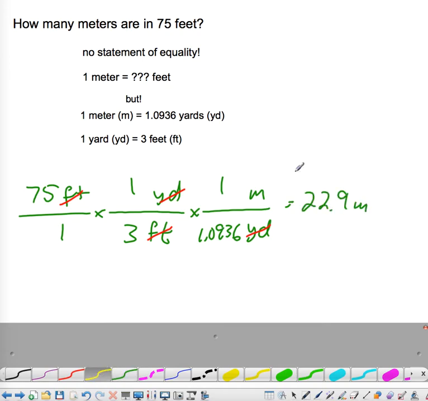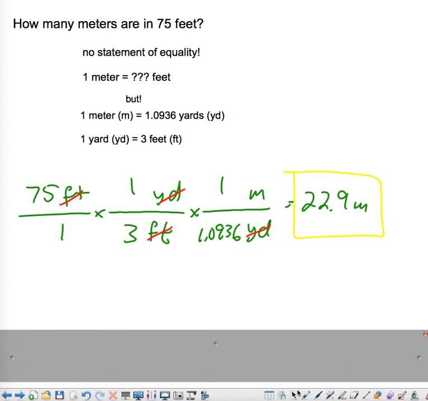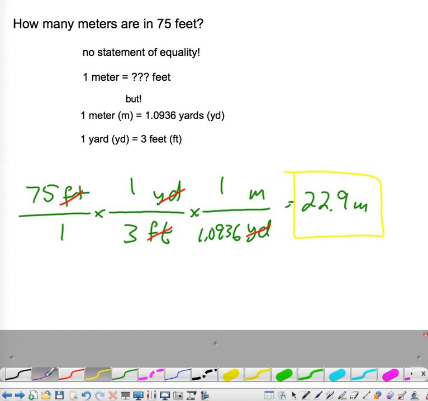box around. Now remember, when you're performing an operation like this on your calculator, you want to take 75 feet and divide that by the product of 3 feet and 1.0936 yards. So on your calculator, you would simply enter 75 divided by the product of 3 and 1.0936. And if you do that correctly, that will give you the answer, 22.9 meters.